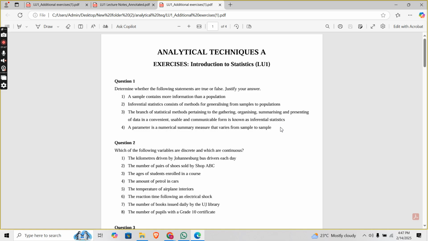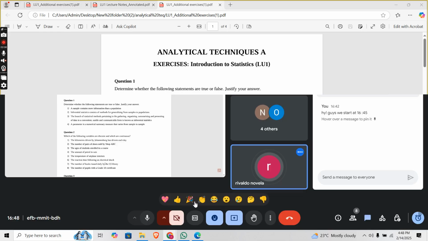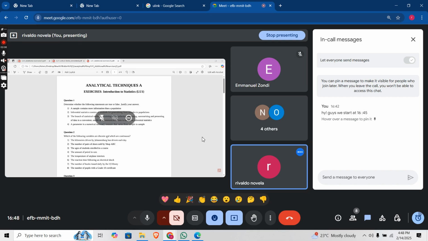Question 1. Determine whether the following statements are true or false. Justify your answer. A sample contains more information than a population. Is this statement true or is it false? And also justify your answer. If you want to, raise your hand, and then I'll pick you, and then you'll answer quickly. Number 1, a sample contains more information than a population. Is it true or false? And then you must justify your answer after that.